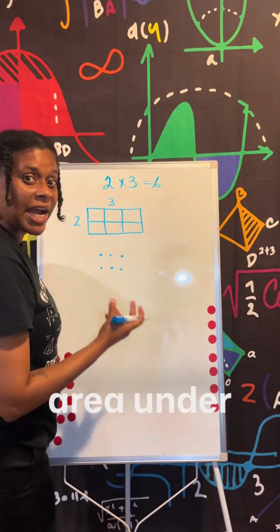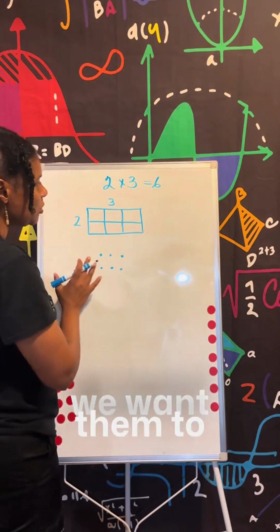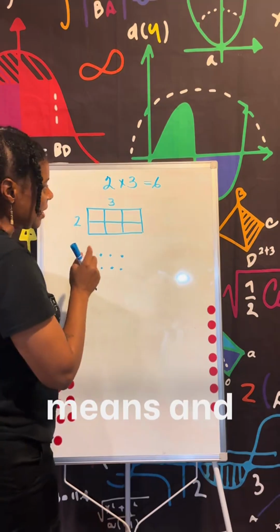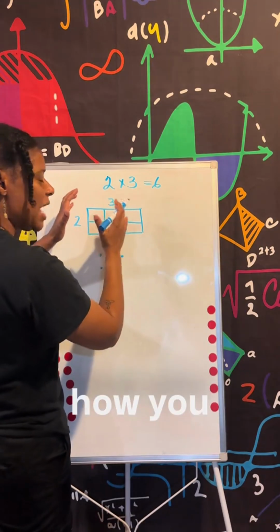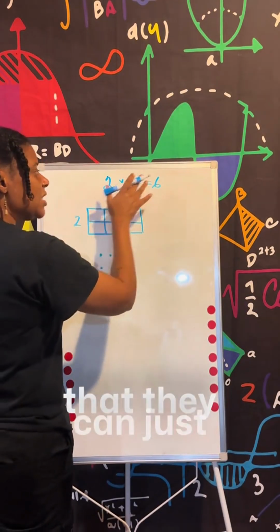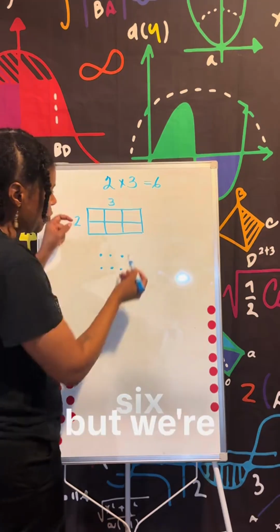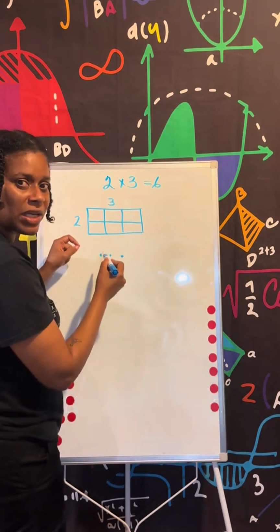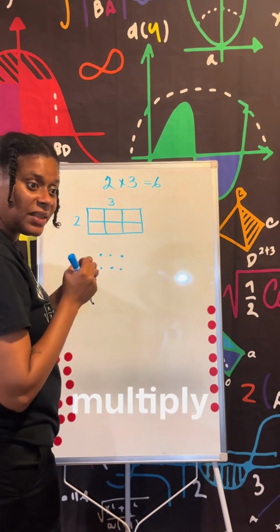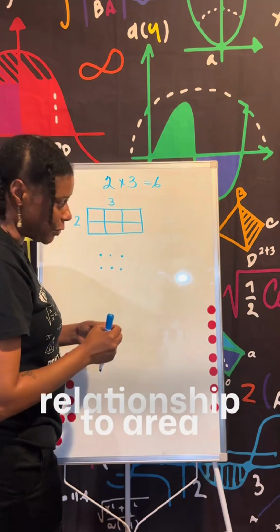When we talk about area under a curve, we want them to understand what area means and the dimensions, how you have a two-dimensional object. So we know that they can just do 2 times 3 is 6, but we're wanting them to have a deep conceptual understanding of what it actually means to multiply and the relationship to area.